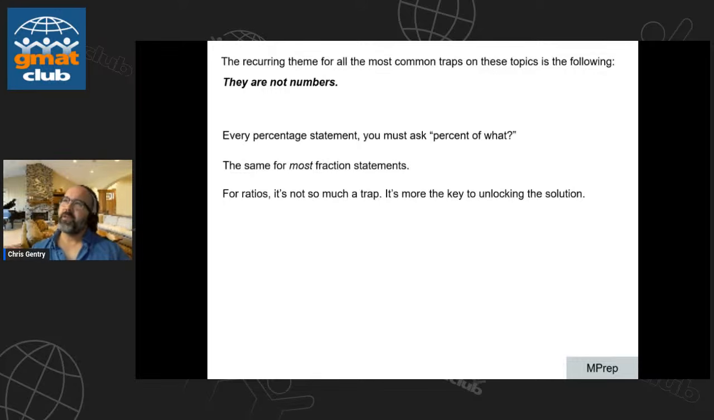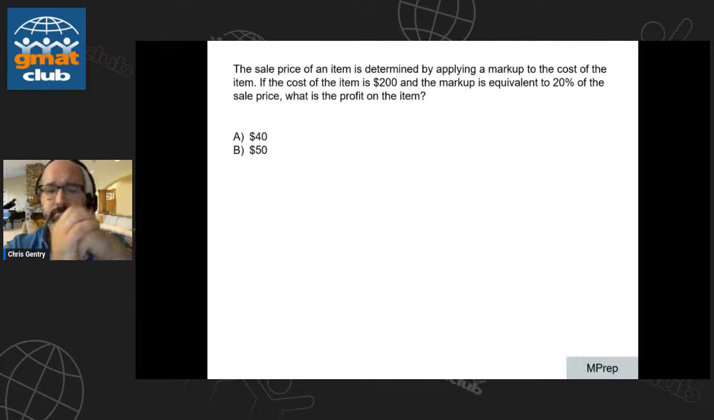Ratios, I say it's not so much a trap, it's more the key to unlocking the solution. The idea about ratios is that you have to put something on your paper as a mechanic that is always front of mind, that when I say that something has a 1-to-2 ratio, it doesn't literally mean that it's one item to two items. Let's take a look at a few problems. This one's just a little made-up example. Everyone take a moment. What is the profit on this item? $40 or $50? Type in your answer when you have it.